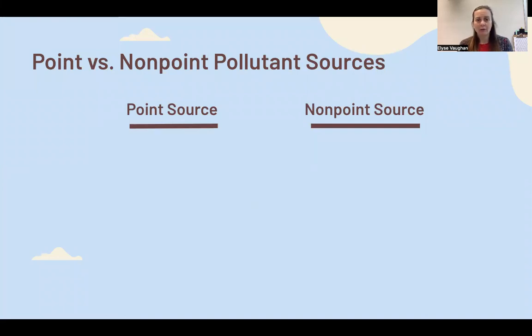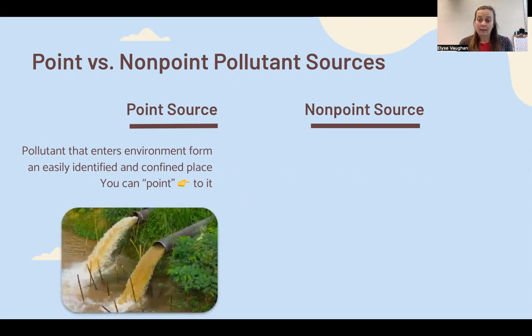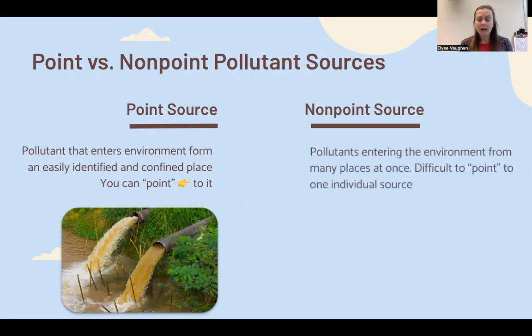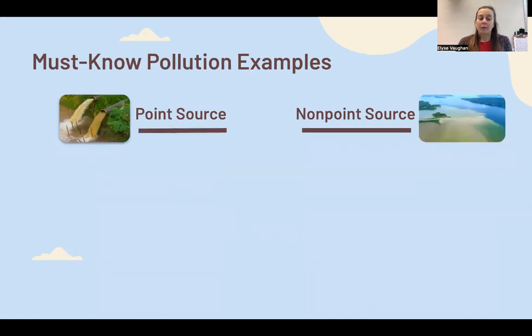And we've done some of this already with atmospheric pollution. Remember that a point source is a pollutant that enters the environment from an easily identified, confined space. You can point to a point source. So these effluent pipes are a great example of a point source. A non-point source is when the pollutants enter the environment from many different places at once, so it's difficult to point to any one individual source or even one area. So an example of that would be this sediment pollution that we can see in this image of this estuary, and you can see all of the sediment, but it's coming from lots of different places, sort of everywhere all at once.